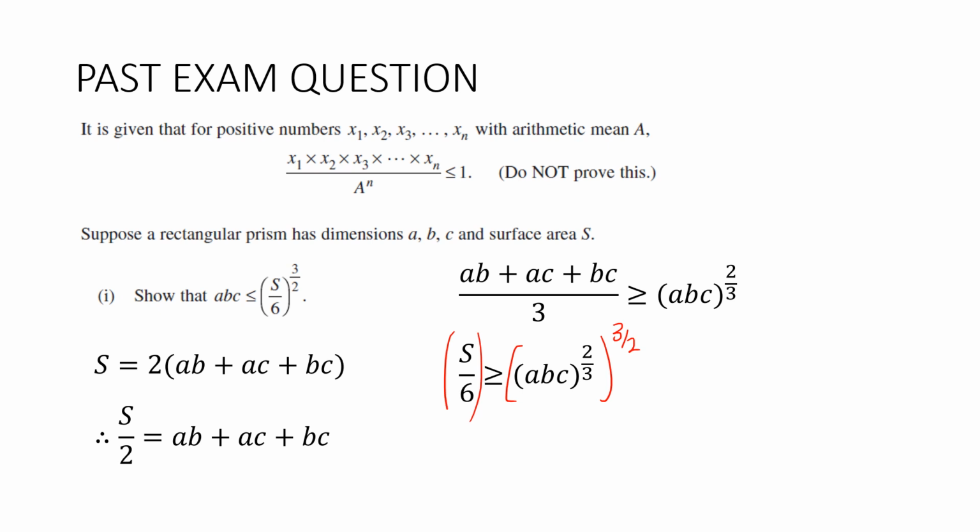This and like this, because that is equal to 1. I'm going to flip it around as well. Therefore, ABC is less than or equal to S over 6 all to the power of 3/2.